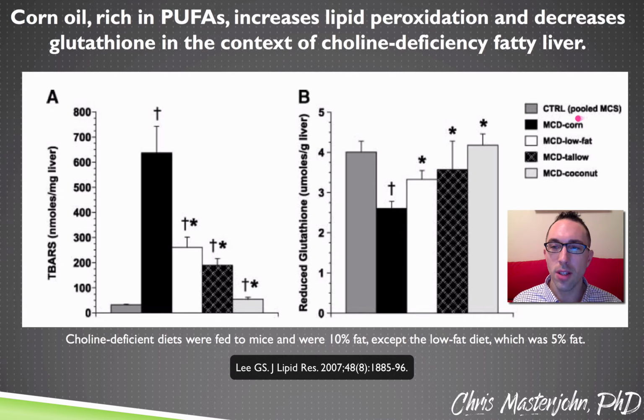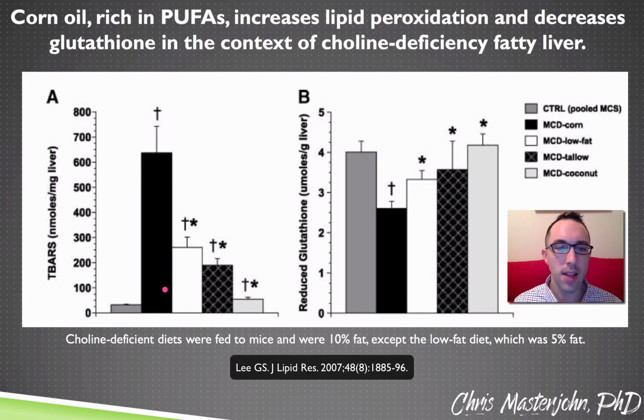And they used the standard MCD diet, which uses corn oil as the fat, and they replaced it with either a low-fat diet or replaced the corn oil with tallow or coconut oil. As you go from corn to tallow to coconut, the tallow is lower in PUFA, the coconut oil is even lower. On the left, you see TBARS, a marker of lipid peroxidation. On the right, you see reduced glutathione.